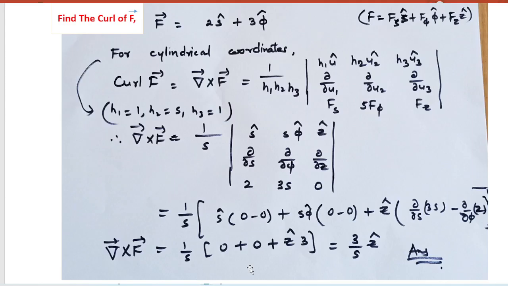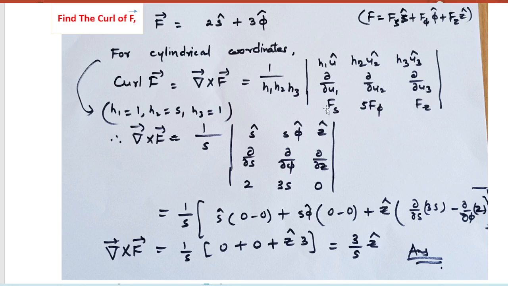But in case of another coordinate system, suppose we have a vector function f in s cap and phi cap direction, so it is a cylindrical coordinate system. As the z component is not there, we can take it as plus 0. So curl of f is defined as del cross f equal to 1 upon h1 h2 h3, and this is the general formula: h1 u1 cap, h2 u2 cap, h3 u3 cap, delta by delta u1, delta by delta u2, delta by delta u3, and the components f1, f2, f3, or fs, f phi and fz.